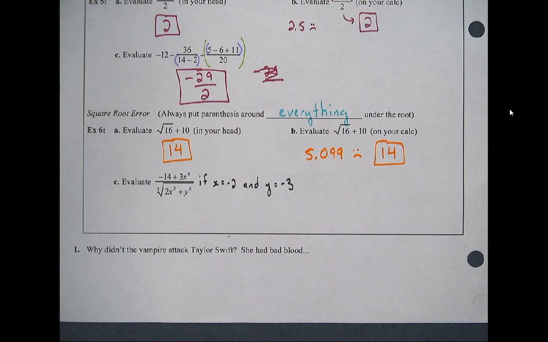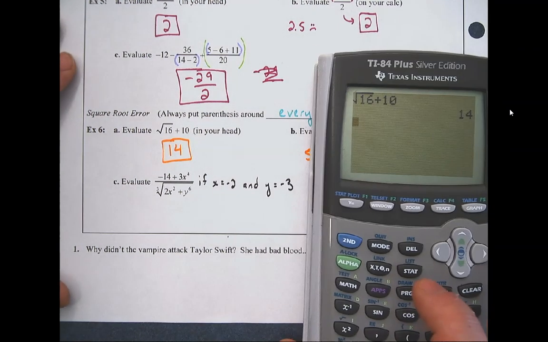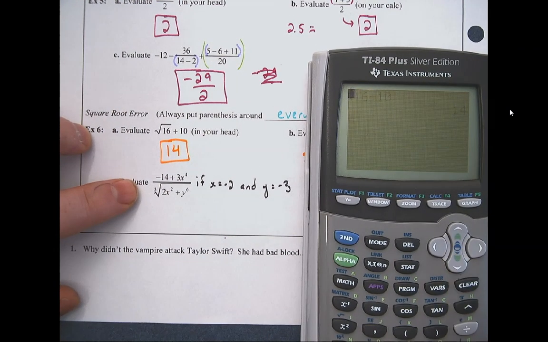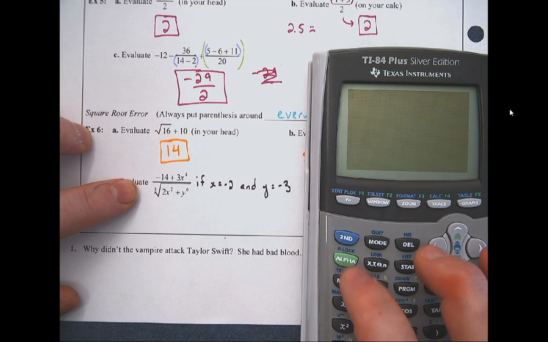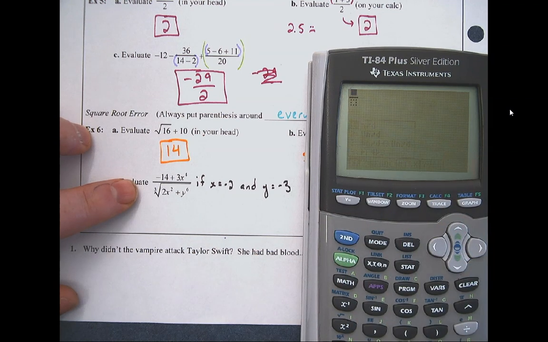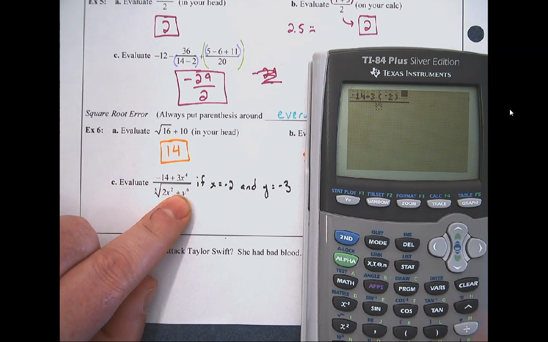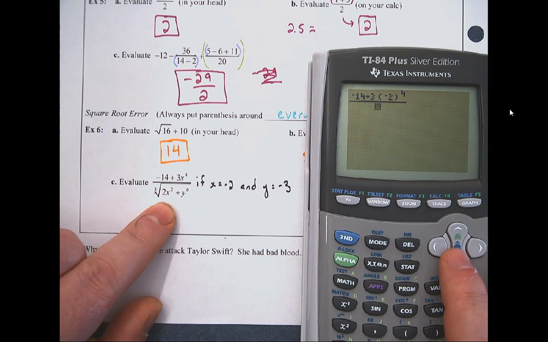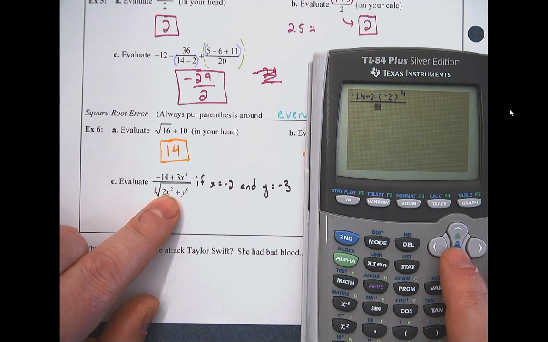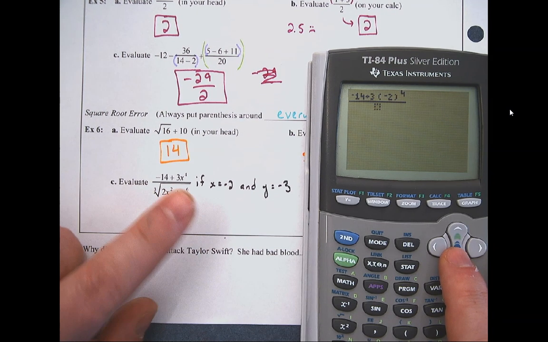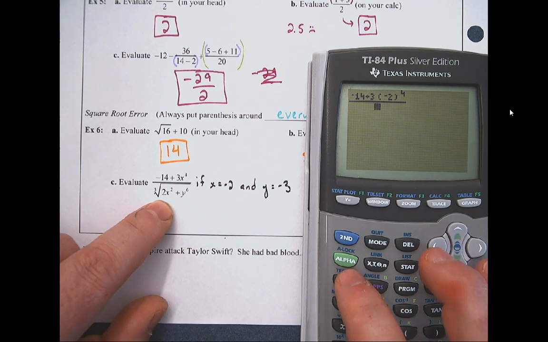All right, let's see if you can do that last one. Pause. I'm going to use fancy calc. So alpha F1 gives me a fraction. Negative 14 plus 3. I've got a variable, so I'm going to put that in parentheses. Negative 2 to the 4th. Now, this is a group on the bottom, but I don't need to parenthesize it because the root will parenthesize it for me. So I'm going to do now a cube root.